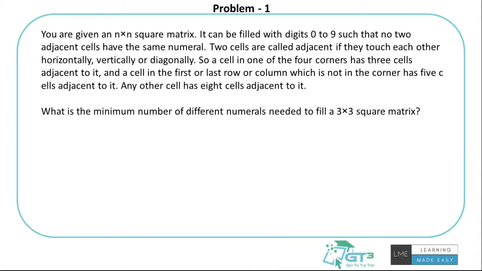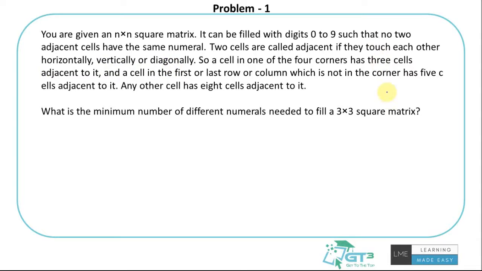So let's not take time to discuss this topic, let's just dive into the problems directly. These types of problems have been coming up in recent years of CAT. Let's take some sample problems at a very basic level so that you understand how to solve questions like this better. This is talking about a square matrix n by n, that's a generic definition. It can be filled with digits from 0 to 9 such that no two adjacent cells have the same numeral. Two cells are called adjacent if they touch each other horizontally, vertically, or diagonally.